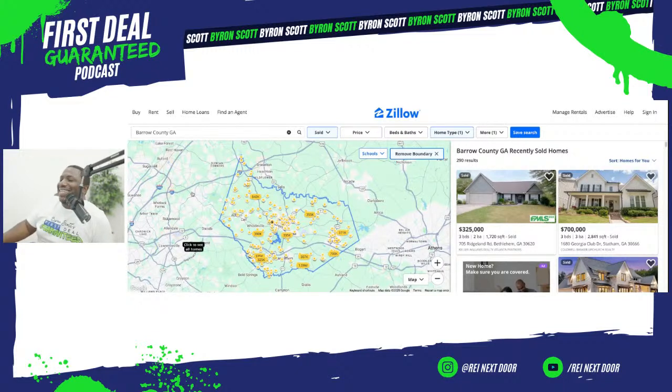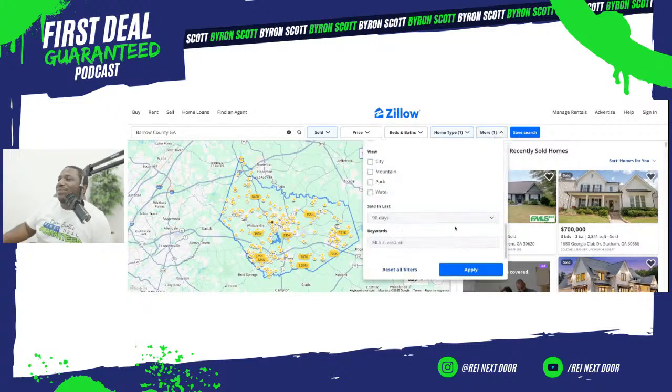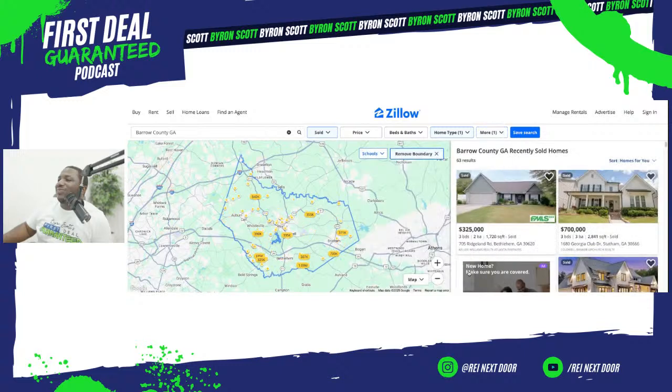So when you're looking around your area that you're familiar with, you want to get in the county that's closest to getting rid of their properties in 90 days. Let's see what happened in the last 30 days. 63 properties sold in the last 30 days. Man, that is pretty bad.